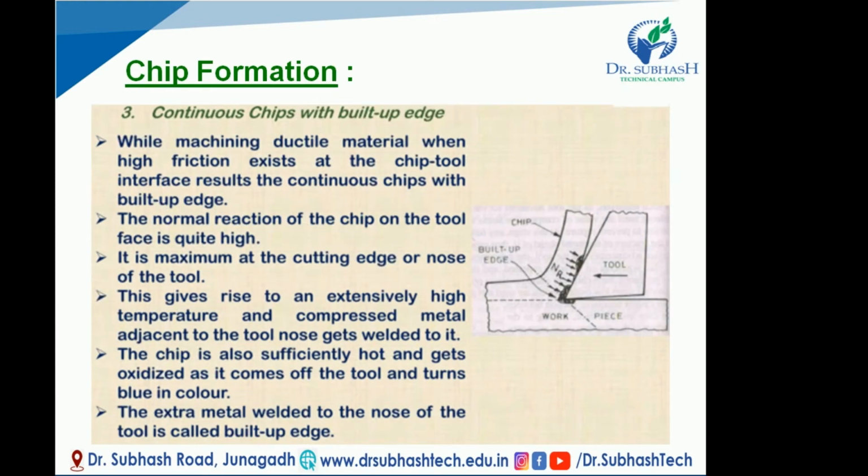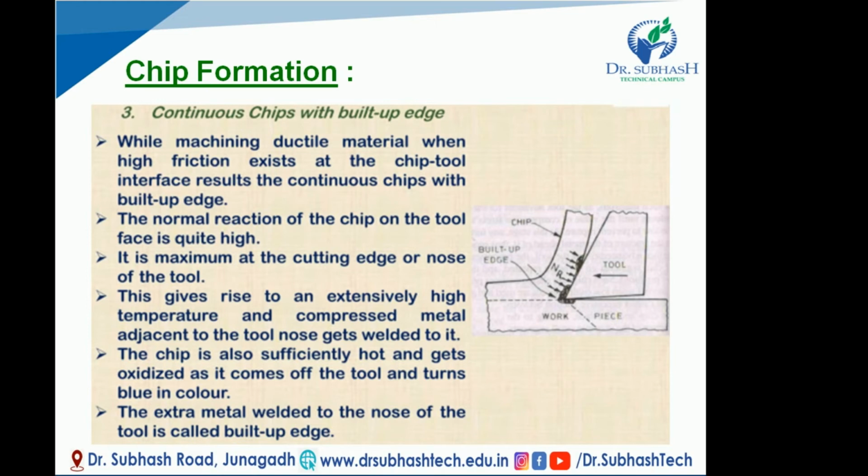Now the third one, that is continuous with built up edge. You can see in the figure what is the main difference between this figure and the other two that we have already discussed in the previous slides. You can see in the figure, in between the cutting tool and the raw material, there is some extra metal. This type of chip is very similar to the continuous chips, with the difference that it has a built up edge adjacent to the tool face, and also it is not so smooth.